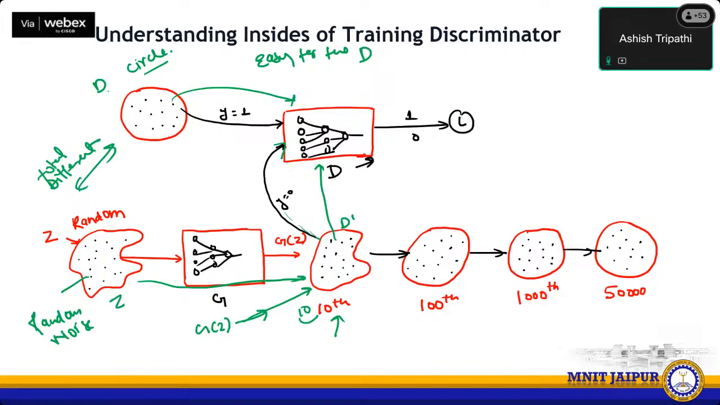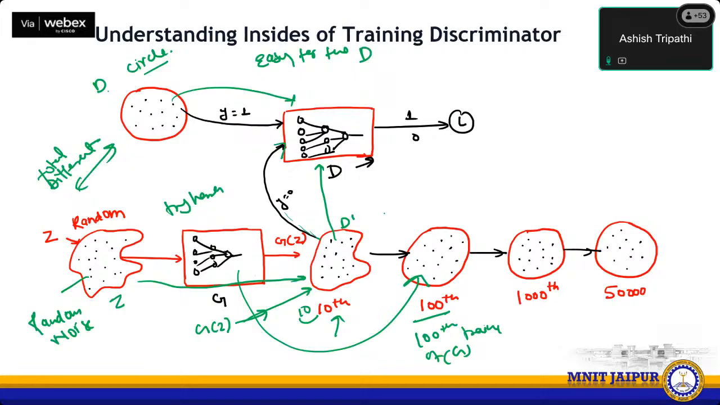Now that means the generator has to try hard. Again, what is it going to do? It will retrain itself. And after 100 epochs, a 100-epoch training of G, it has converted itself from this shape to this shape.